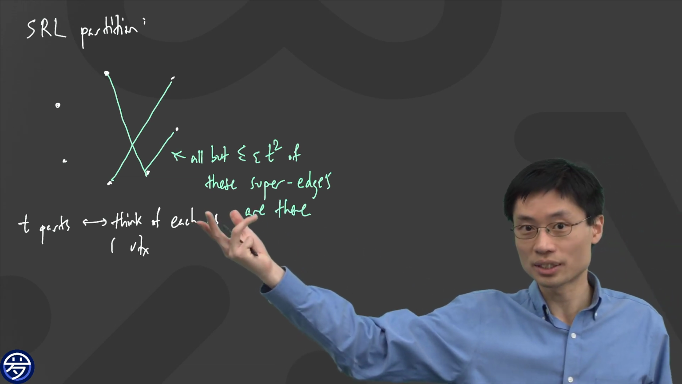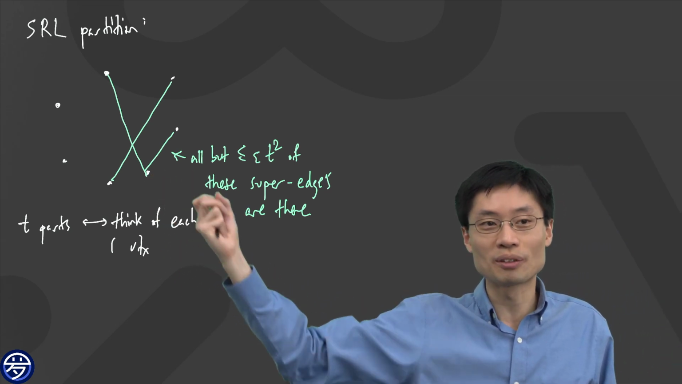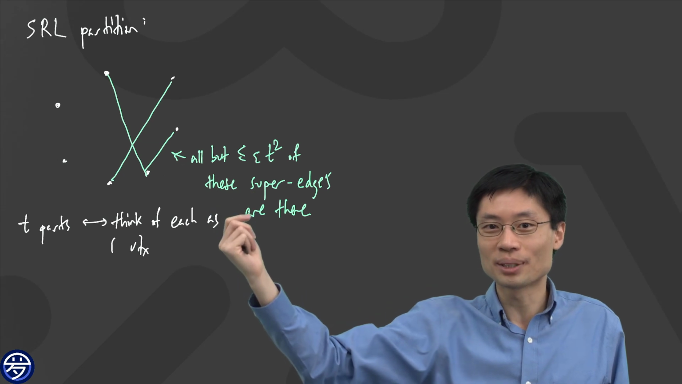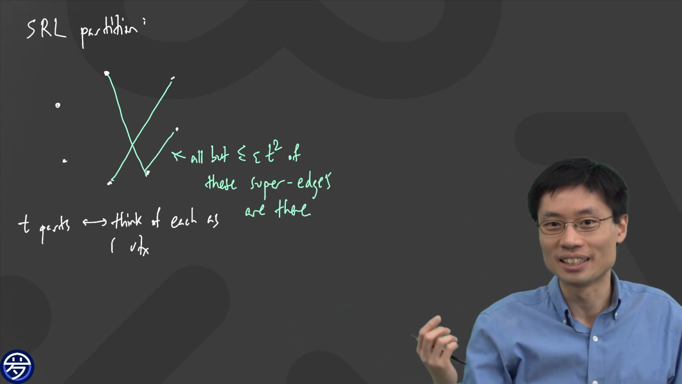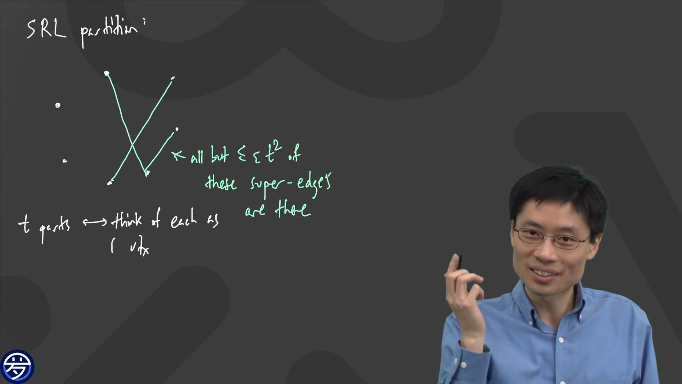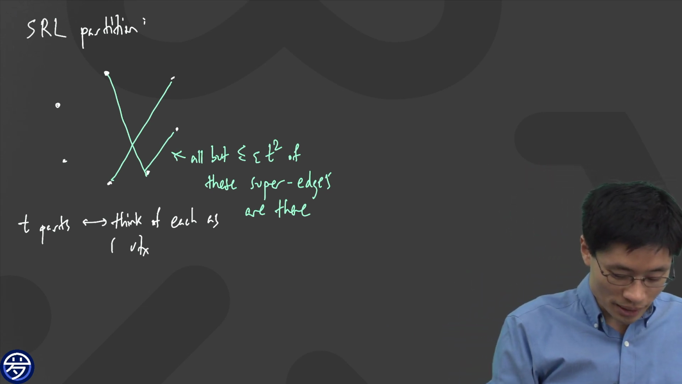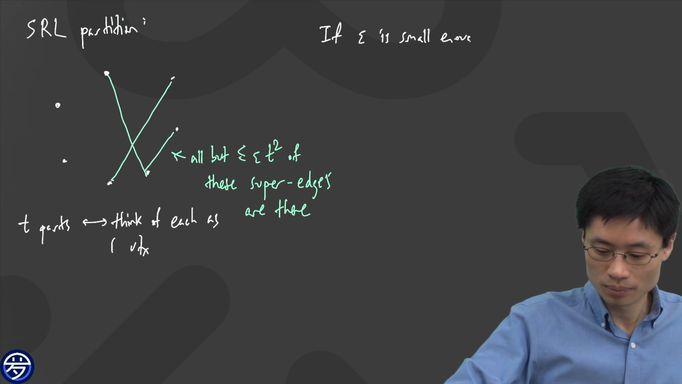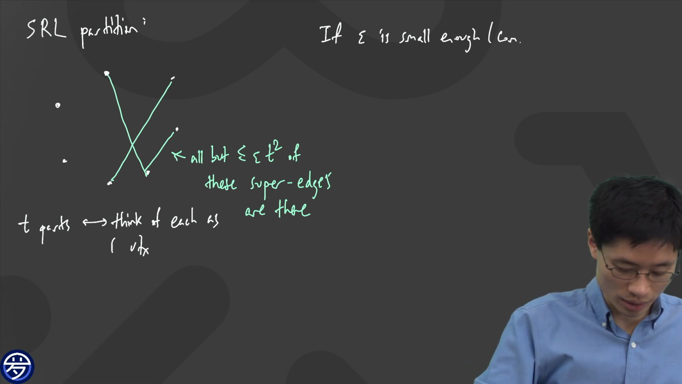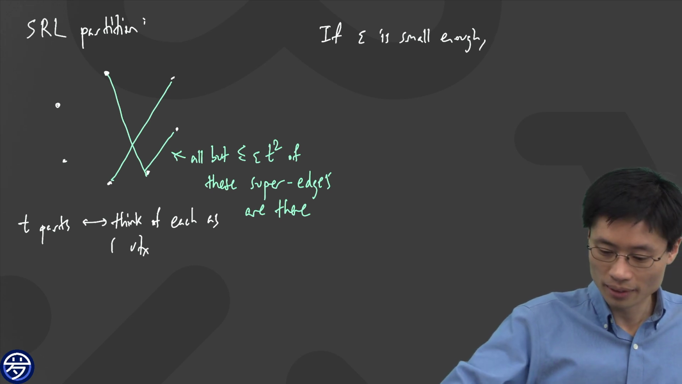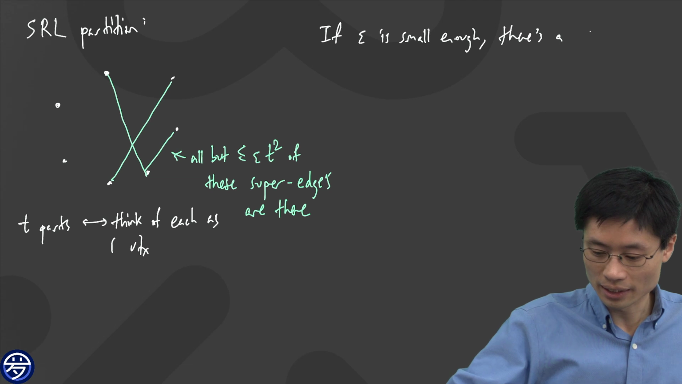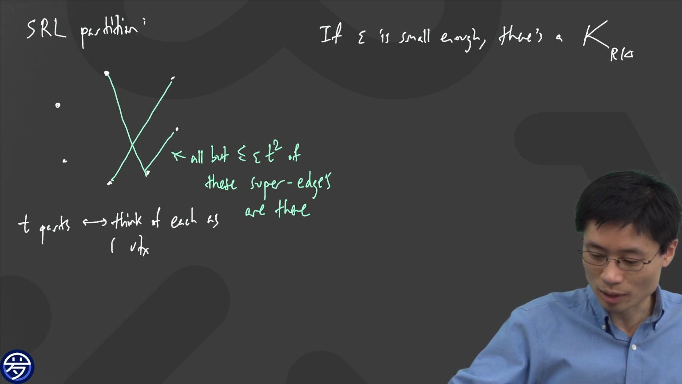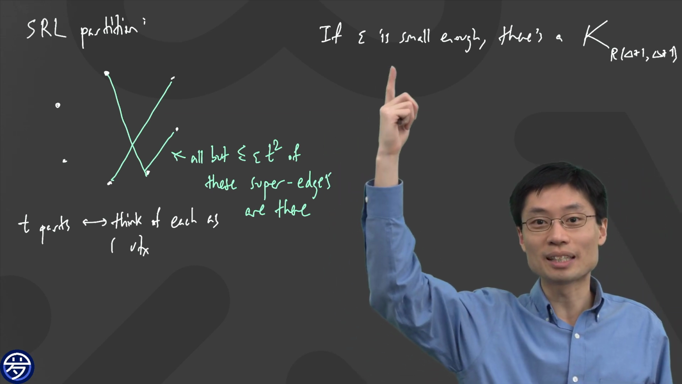Does that make sense? I've got this picture now. It had t vertices, t super vertices, and it's almost a complete graph. All but at most epsilon t squared of those super edges are there. And so now here's the point. If epsilon is small enough, there's a K Ramsey number delta plus 1, delta plus 1. Does that make sense? And actually, what does it mean if epsilon is small enough?